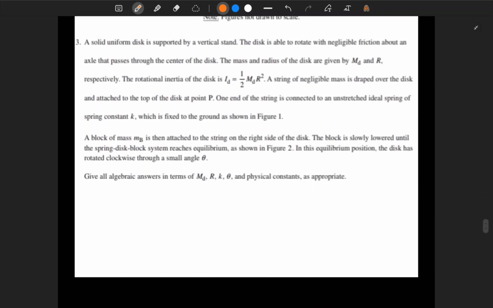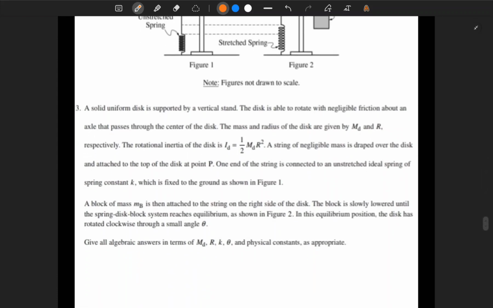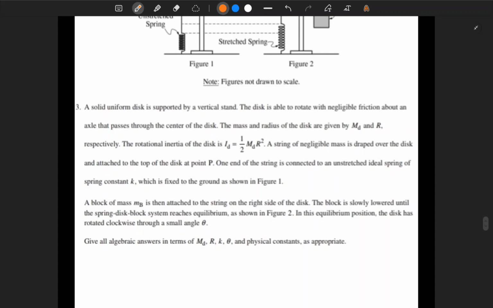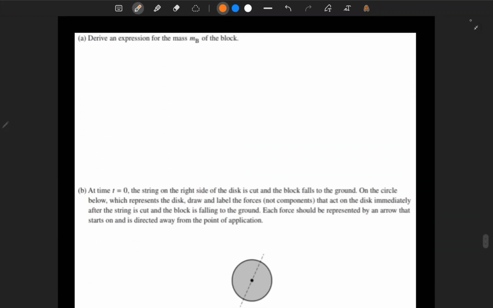A block of mass m_B is then attached to the string on the right side of the disk. The block is slowly lowered until the spring-disk-block system reaches equilibrium, as shown in figure 2. In this equilibrium position, the disk has rotated clockwise through a small angle theta. Give all algebraic answers in terms of m_D, r, k, theta, and physical constants as appropriate. To start, derive an expression for the mass m_B of the block.